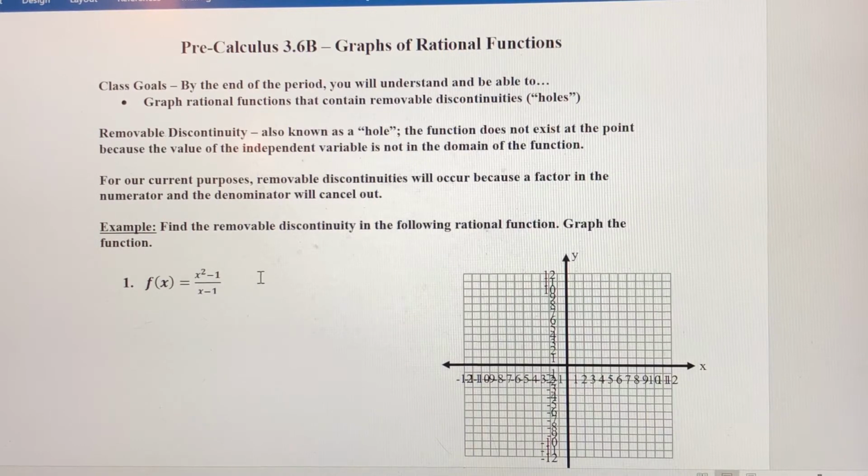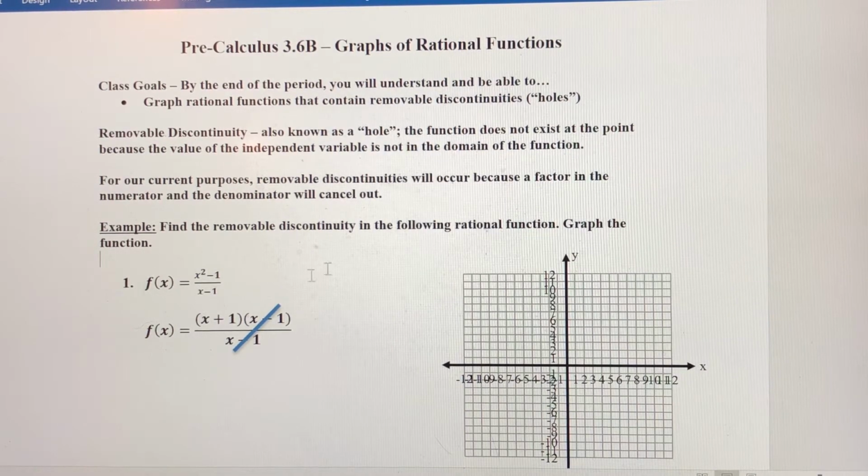So remember, our first step when we're graphing rational functions is to simplify. So we can factor the numerators, the difference of squares, so x plus 1, x minus 1. Notice these x minus 1s cancel out, okay? If you didn't factor first, you might look at this and say, hey, we've got a vertical asymptote at x equals positive 1. But when we simplify, that x minus 1 cancels out. So this function is not going to have a vertical asymptote, okay? It's going to have a hole, or what we call a removable discontinuity, okay?